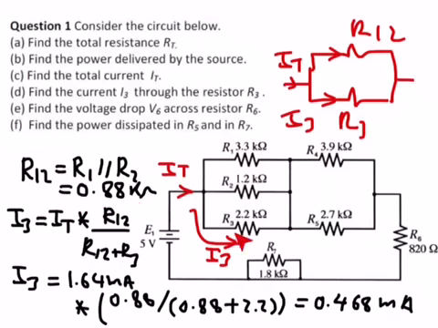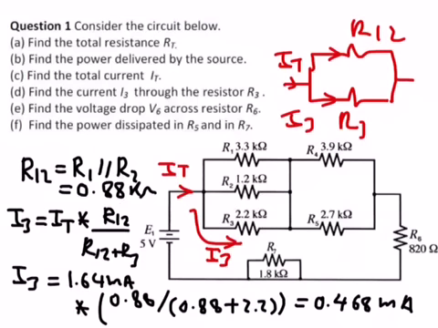So for I3, we use the current divider expression. In order to get I3, I multiply by R12 and then divide by R12 plus R3. So you end up with this expression here: this 1.64 milliampere multiplied by 0.88 over 0.88 plus 2.2. Where did this come from? This one here is R12, and this is R12, and this one here is R3. It is a current division expression, and notice if you get the current flowing in R3, you have to use the other resistance because the current divider is the opposite. So this is great.